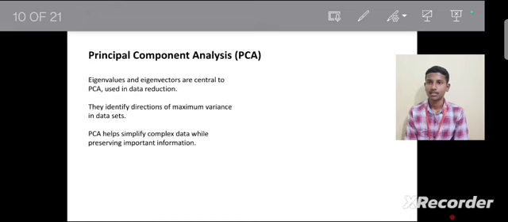Principal component analysis (PCA). Eigenvalues and eigenvectors are central to PCA, used in data reduction. They identify directions of maximum variance in data sets. PCA helps simplify complex data while preserving important information.